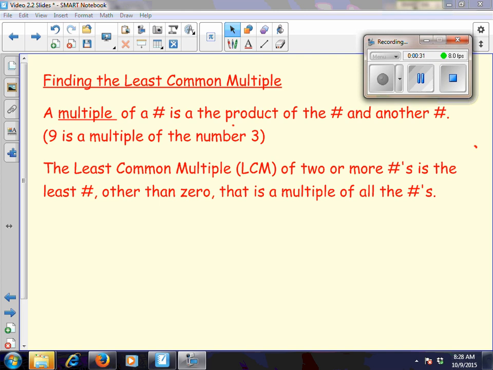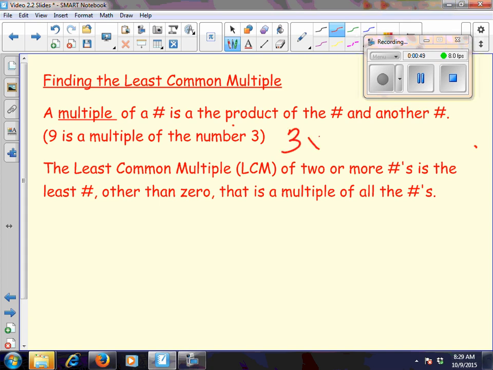Let's review a few key concepts before we jump into some real-world problems. So, what is a multiple? A multiple of a number is the product of the number and another number. So 9 would be a multiple of the number 3 because 3 times 3 equals 9. So 9 is a multiple of 3.